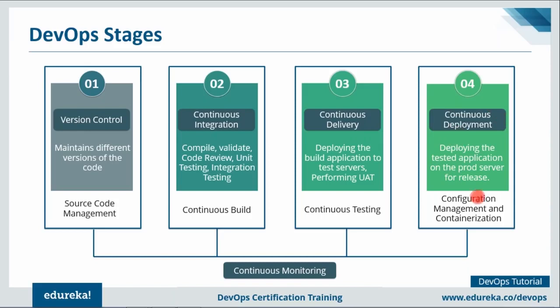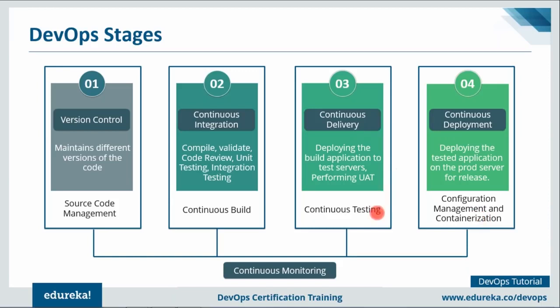And here we'll be using configuration management and containerization tools. This is basically to provision your infrastructure, to provision your prod environment. And let me tell you guys, continuous deployment is not a good practice, because before releasing your product in the market, there might be multiple checks and other testing that you want to do. So you don't want this to be automated. That's why continuous deployment is not preferred.